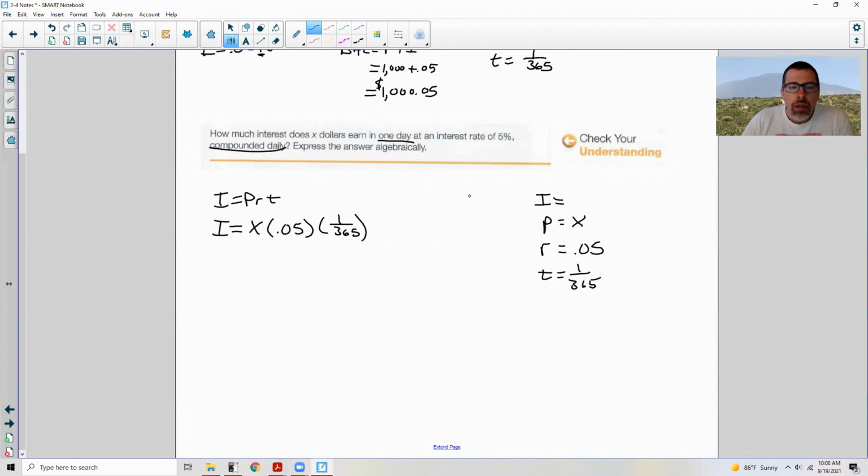It could look like this, or we could simplify this and just say I equals 0.05x divided by 365. Just cleaning it up, putting our coefficient in front of the variable and making it all one fraction. So this is a better representation, but both are correct.